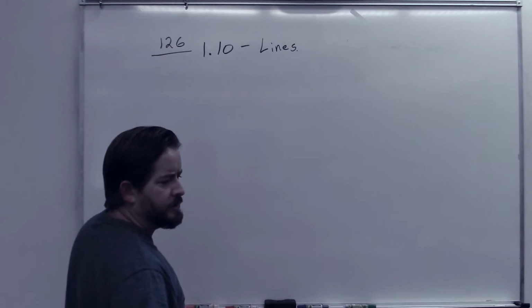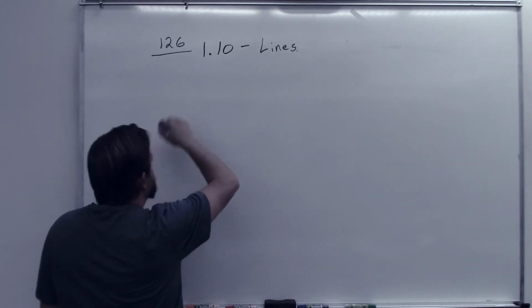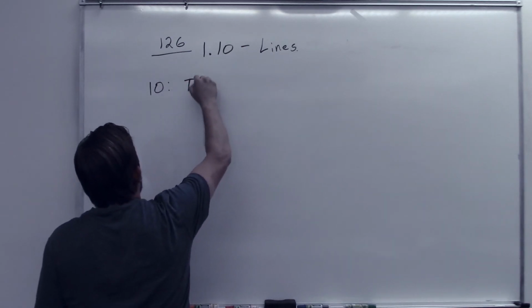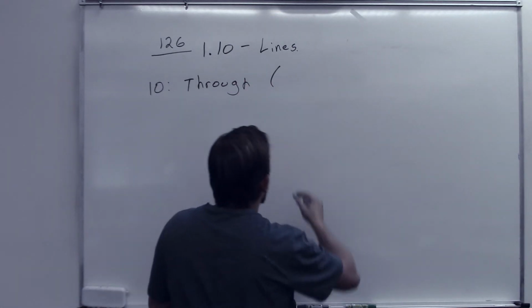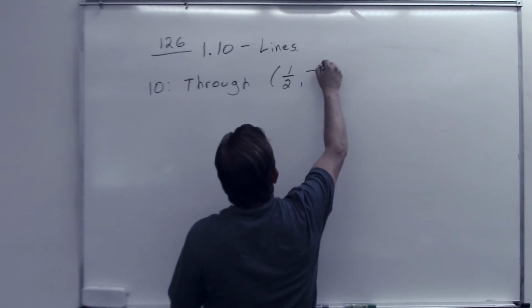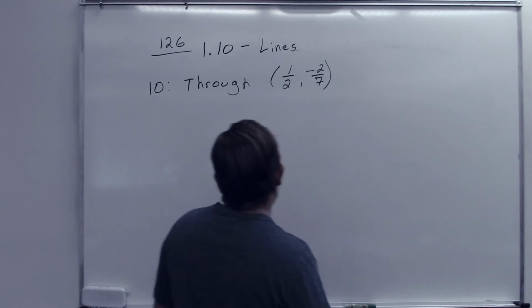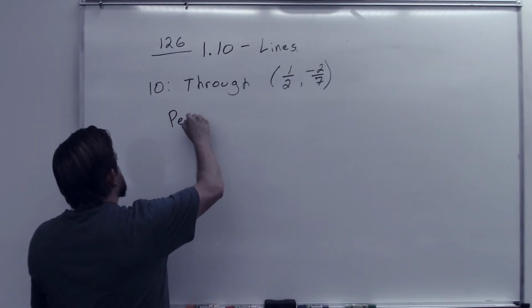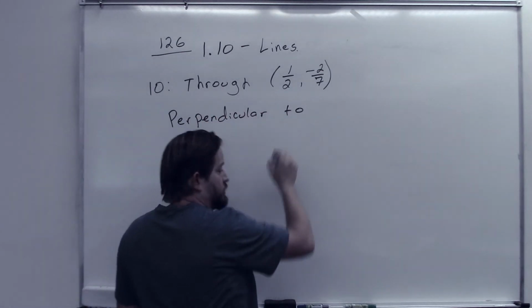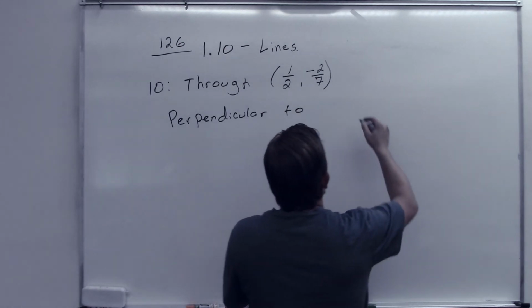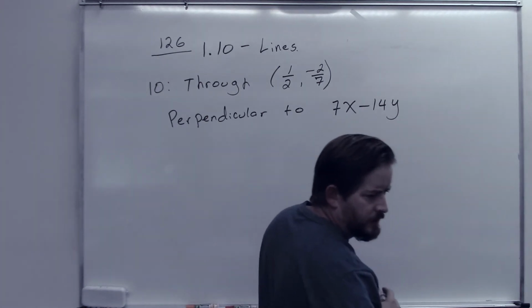It says write the equation of the line that passes through the point 1/2 and -2/7, and is perpendicular to 7x minus 14y equals 1.